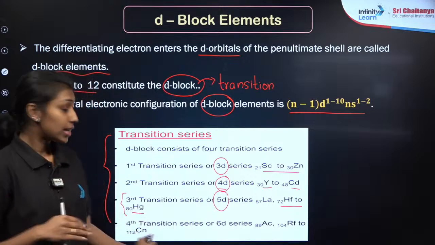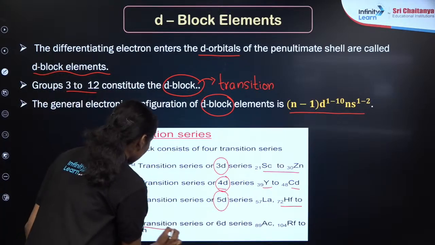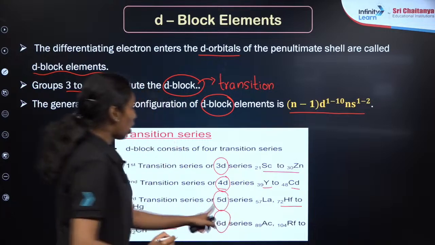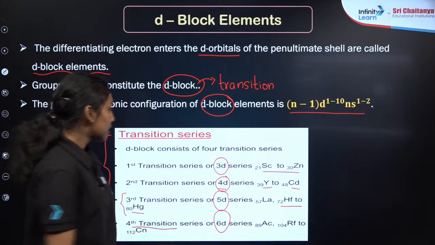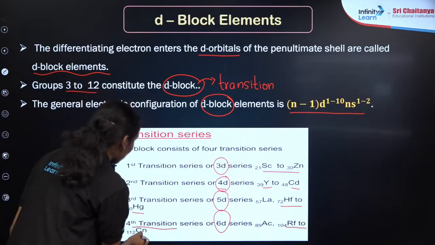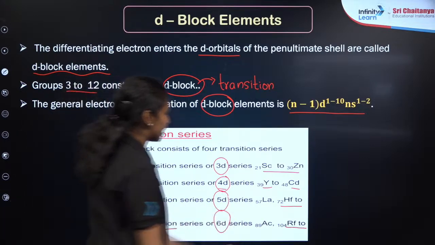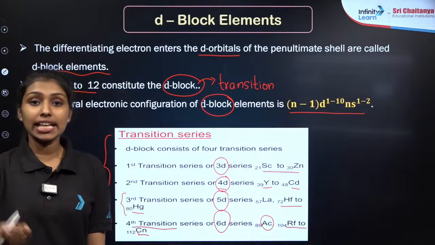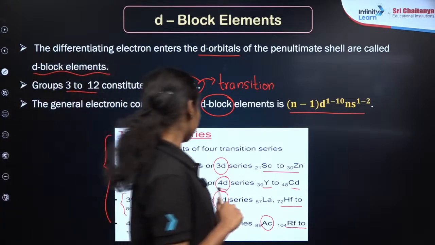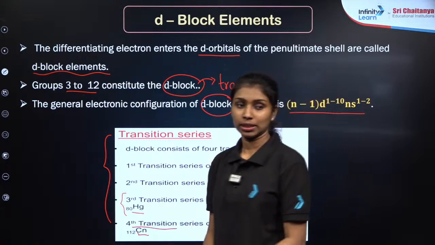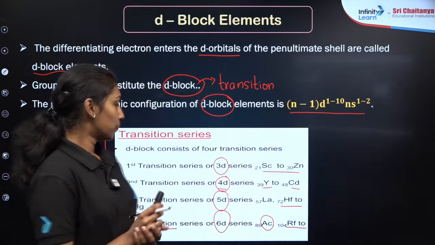Then the last one, that is the fourth transition series, in which the last electron always enters into the 6d orbital, known as the 6d series, starting from rutherfordium to copernicium, including actinium. These are the four transition series in the case of d block elements. Clear? Is everything clear?